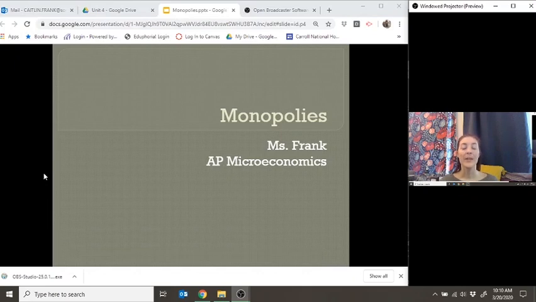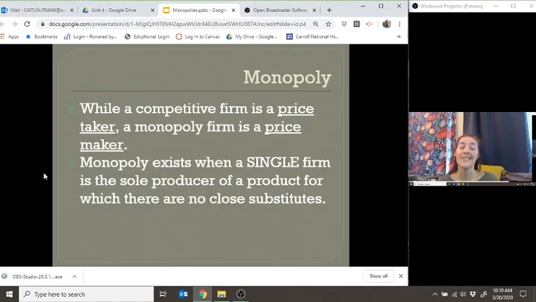All right, guys, we are going to be starting this unit with monopolies, something you probably already know some about, but I'm going to add the graphs, just like with perfect competition, and note the differences. The biggest difference is that a monopolist is a price maker.